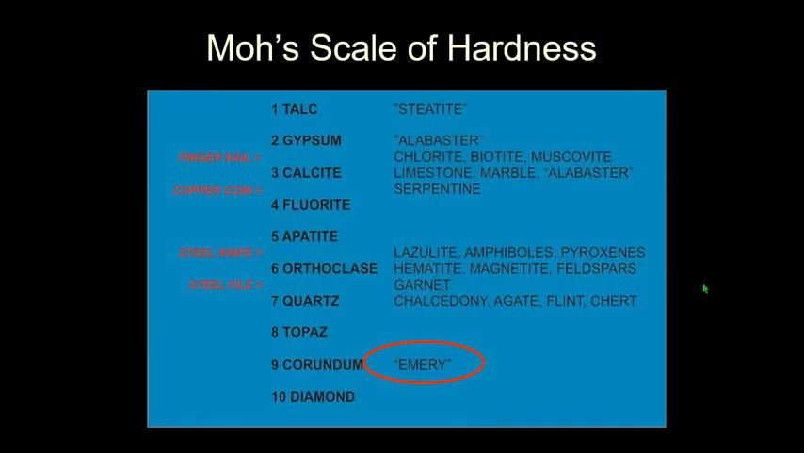So about corundum, this is emery. So corundum is one of the hardest materials available. And so emery is actually a material which was used for working anything softer than this, particularly the harder materials like quartz.